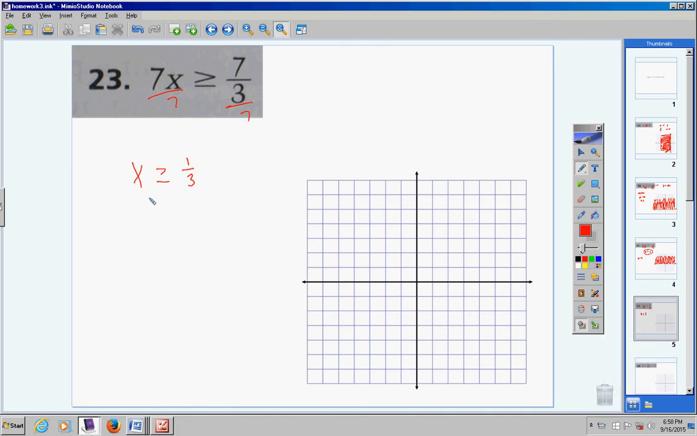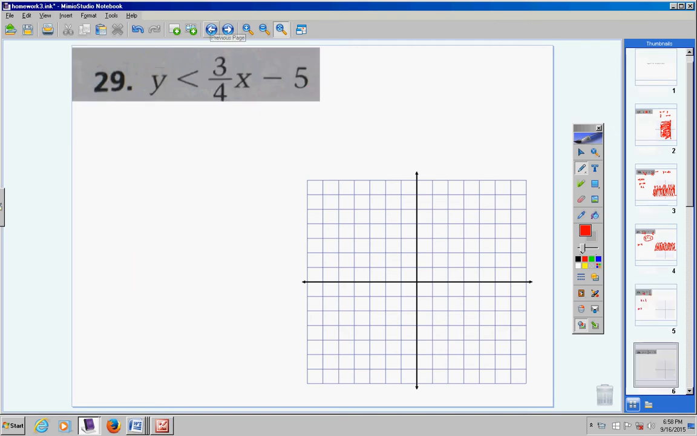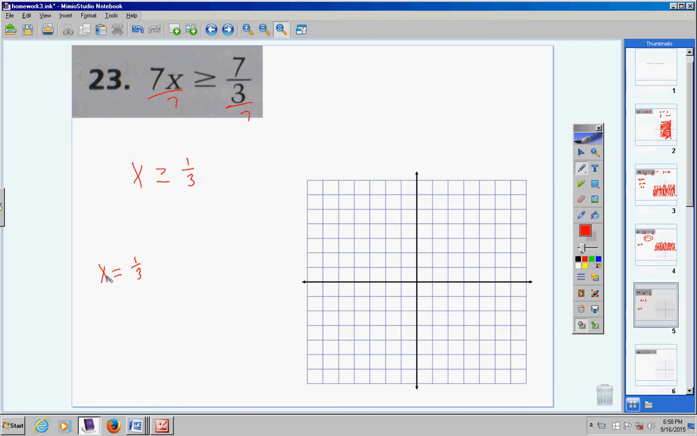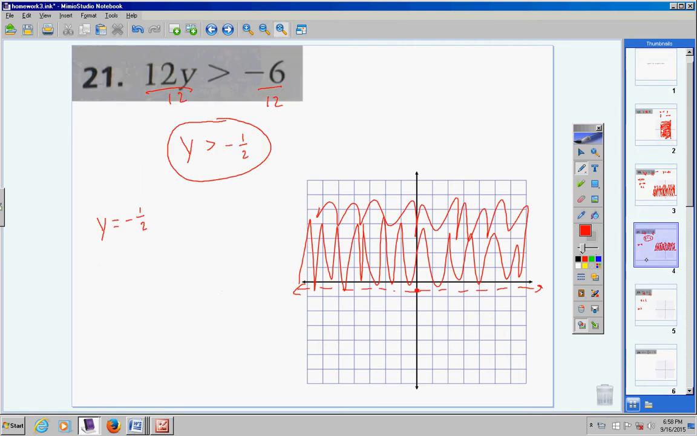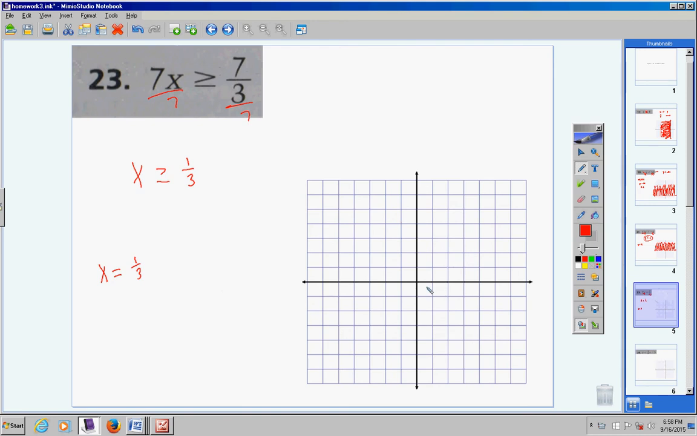Now that we've got x all by itself, we're going to pretend we have an equal sign. X equals 1/3. Notice that we have one letter. It's an x, so we'll have a vertical line at 1/3. So I can see you have 1/3 here, just to estimate it over here. It doesn't have to be perfect, okay? Just to estimate, it will be a solid line.